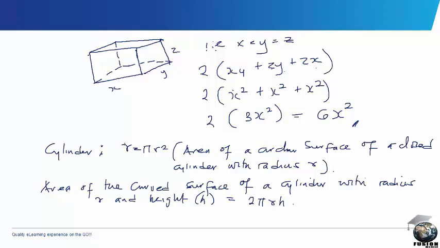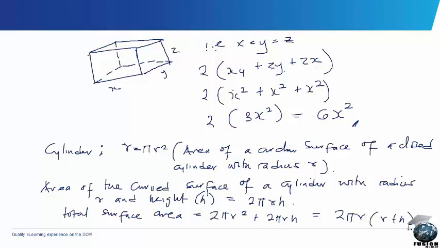So hence the total surface area of a cylinder will be equal to 2 pi r squared plus 2 pi rh, and this will give you 2 pi r times (r plus h). Next, we have the right circular cone.